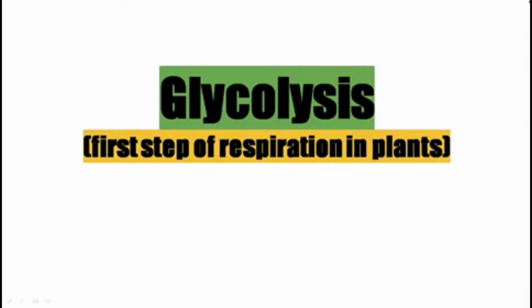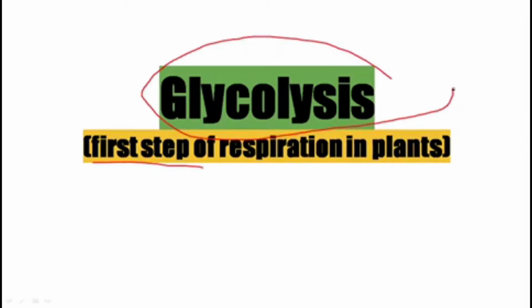Before we move further to the process of glycolysis, I would like to tell you some basic things regarding glycolysis. Glycolysis is the first step out of a total of 4 steps in respiration in plants. Glycolysis takes place in the cytoplasm of the cell.